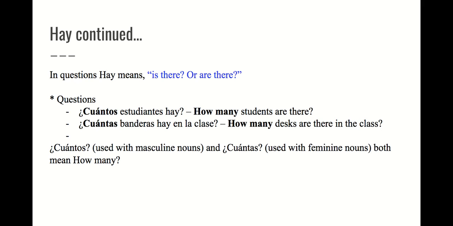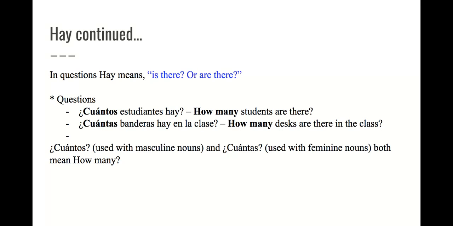Notice cuántos, which means how much or how many, has masculine and feminine. If the word after it is masculine, you use cuántos. So estudiantes is los estudiantes, so I use cuántos. Banderas is feminine and plural, so I use cuántas for banderas.